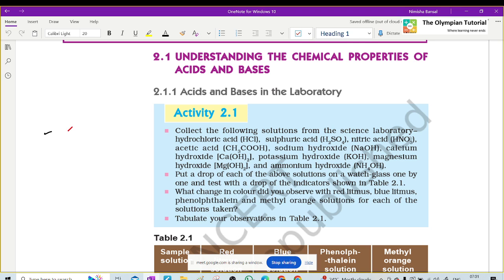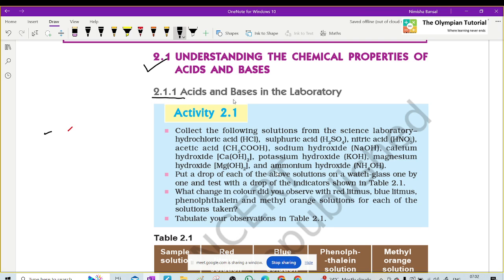Tanya, we will start to read understanding the chemical properties of acids and bases. Firstly, acids and bases in laboratory. One more thing, Tanya, what is the difference between the diluted solution and concentrated? In a dilute solution, the water content is more, the solvent concentration is more, and in a concentrated solution, the solvent content is less.